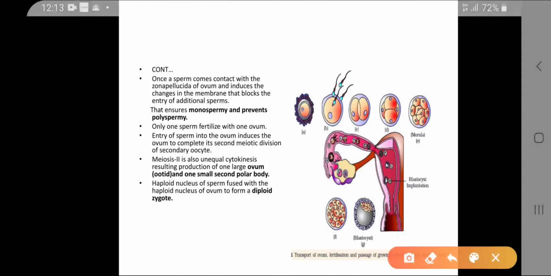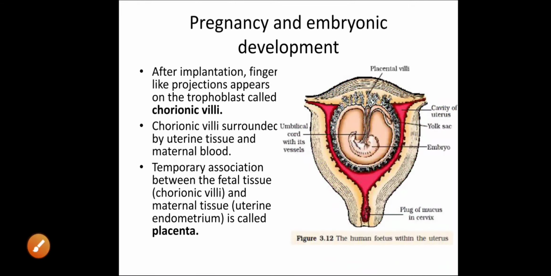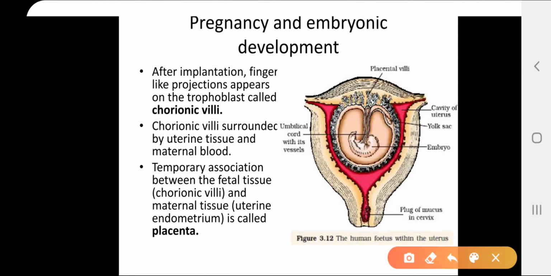Today we start the embryonic development. Embryonic development after fertilization: there is embryonic development, pregnancy, and embryonic development. After fertilization and implantation, finger-like projections appear on the trophoblast called chorionic villi. These are villi.